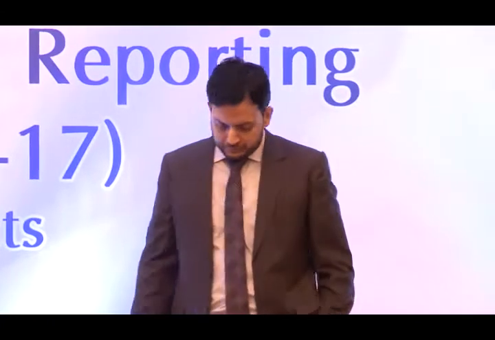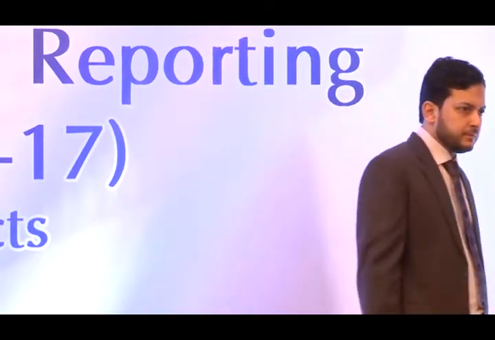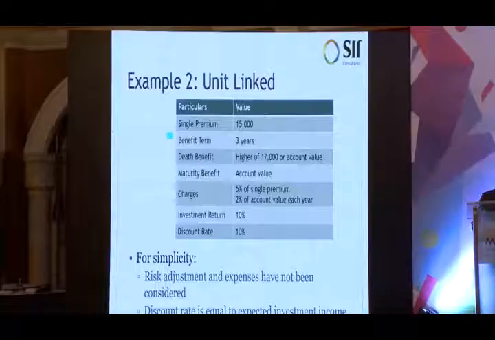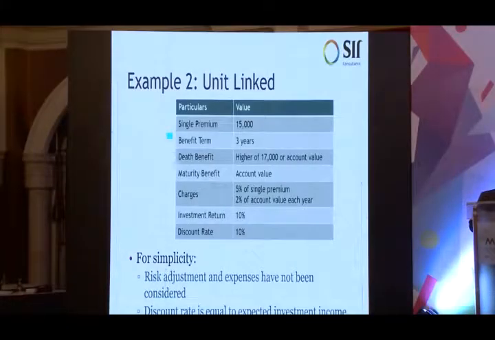Now let's move on to the second example. We'll now take a unit link product. Again, to keep it simple, we'll take a single premium unit link product. We assume a single premium of 15,000 and a benefit term of 3 years. Upon death, the higher of 17,000 or the account value would be paid. Upon maturity, the total account value is payable to the policyholder.